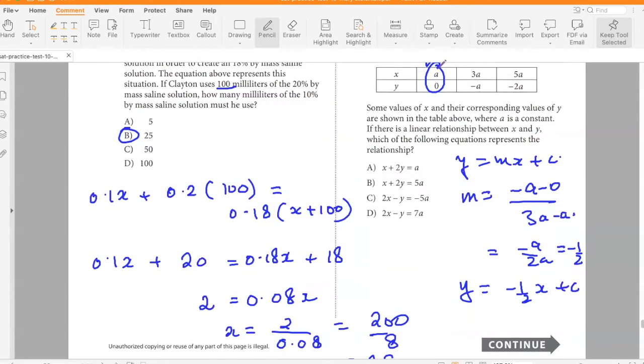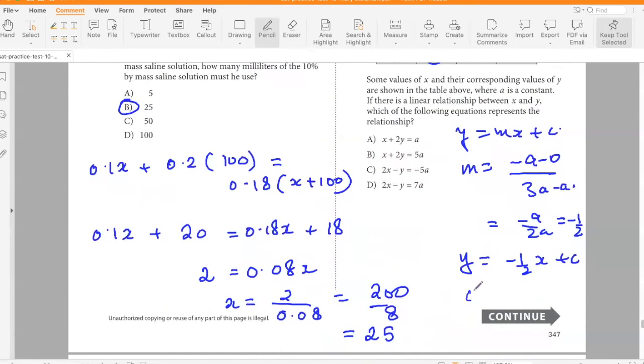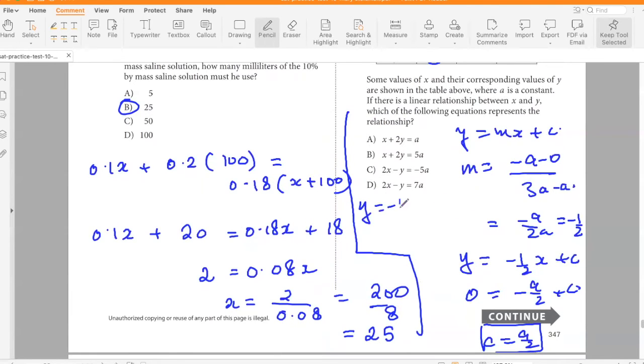So when y is 0, x is a. So when y is 0, minus a by 2 plus c, so c is a by 2. So my equation becomes y is minus half x plus a by 2. So 2y is minus x plus a. So x plus 2y is a, which is option A.